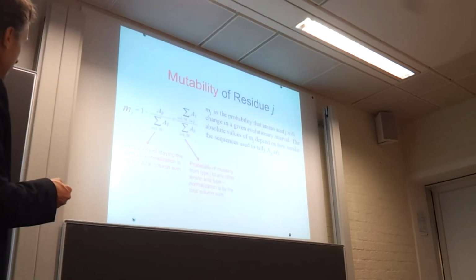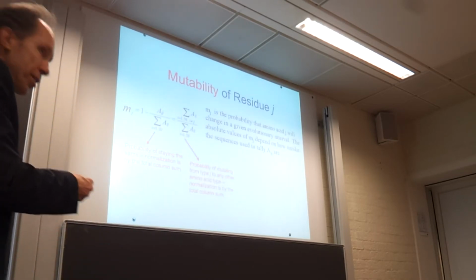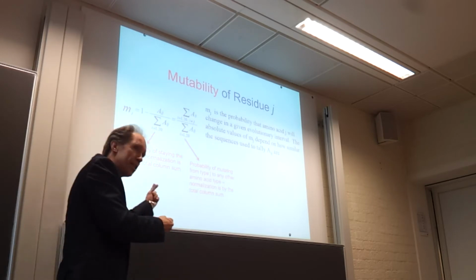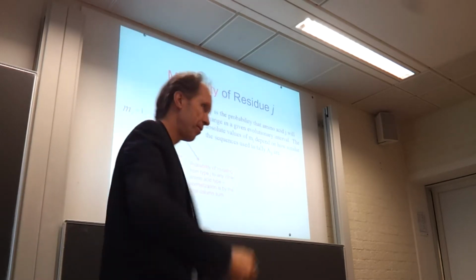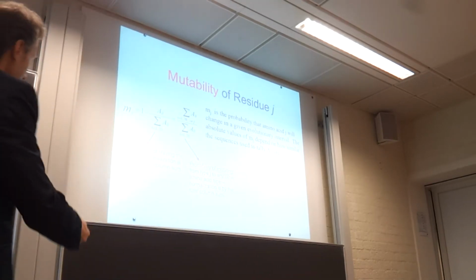Now we have two things. We have the so-called mutability, which is this letter. What fraction of an amino acid wants to mutate away into whatever different letter? That's one thing we calculated now.